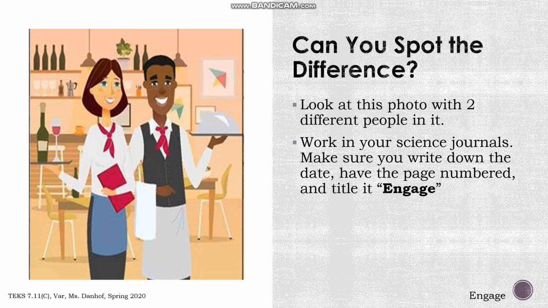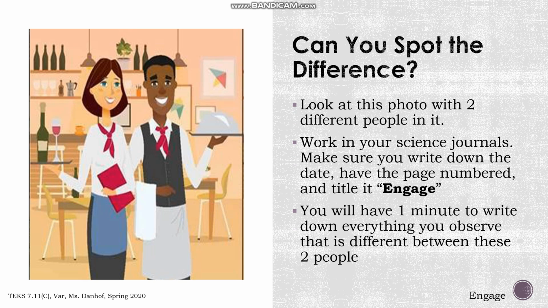Work in your science journals and make sure you write down the date, have the page number, and title engage. I decided to have science journals so that I, in the end, could look at everyone's science journals to see, as well as having the formative assessment throughout it, could check on each of the individuals' progress in their science journals with all of these activities. So there's their science journals. They'll write down the page number as well as the title engage.